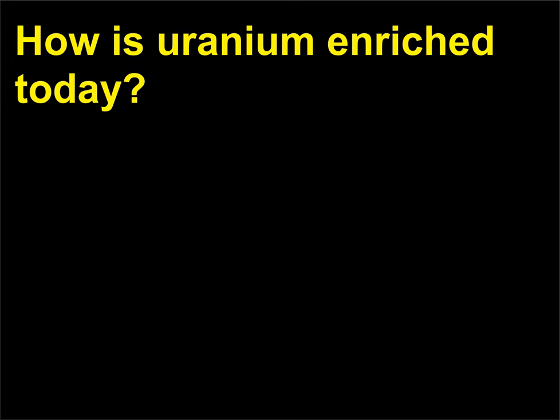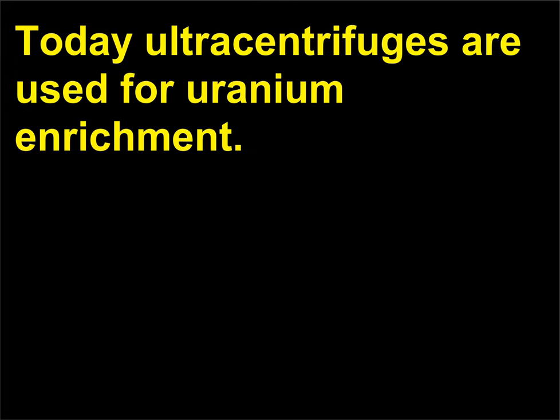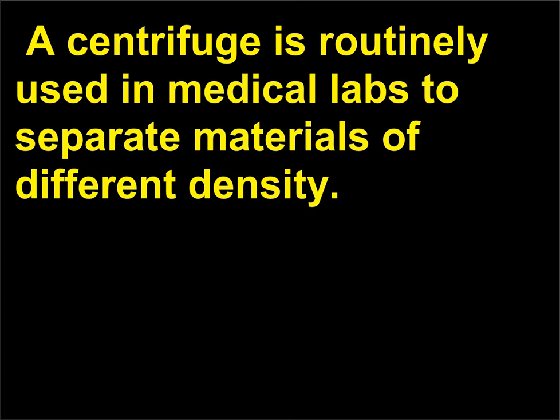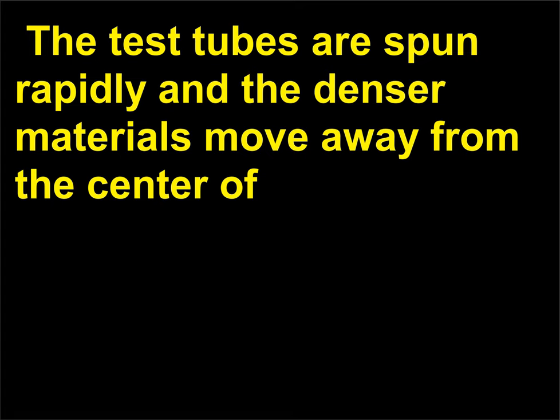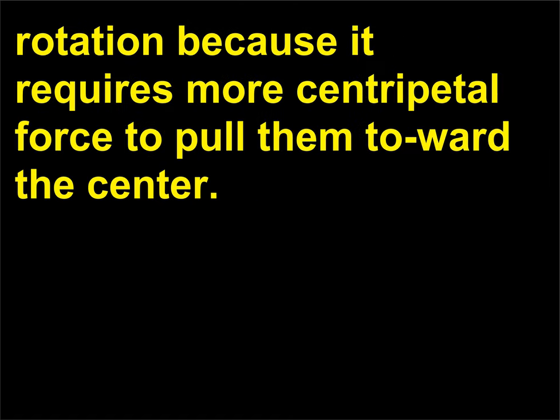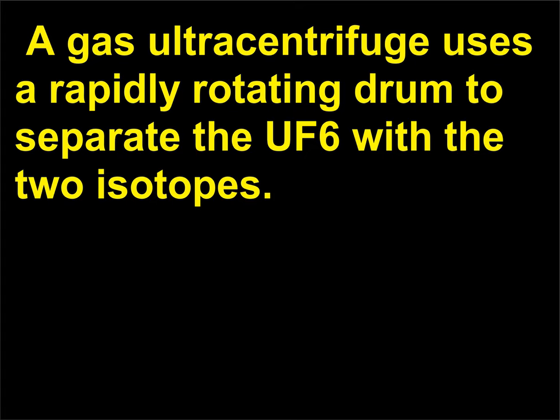How is uranium enriched today? Today, ultracentrifuges are used for uranium enrichment. A centrifuge is routinely used in medical labs to separate materials of different density. The test tubes are spun rapidly and the denser materials move away from the center of rotation because it requires more centripetal force to pull them toward the center. A gas ultracentrifuge uses a rapidly rotating drum to separate the UF6 with the two isotopes.